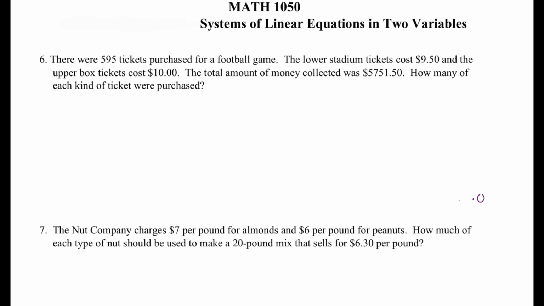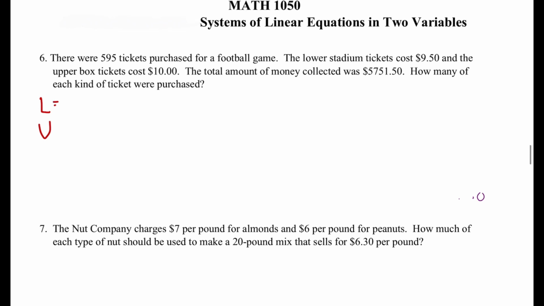So first we want to define our variables. We're looking for lower and upper box seats. And I like to just write an L and a U, so when you're writing the equations, it's easy to know which one is which. So I'm going to say L is the number of lower stadium tickets, and U is going to be the number of upper stadium tickets.